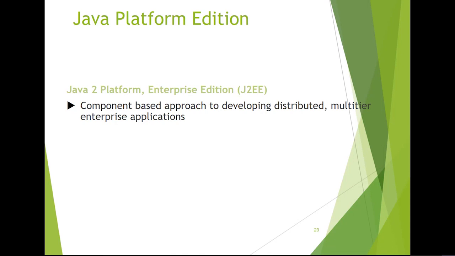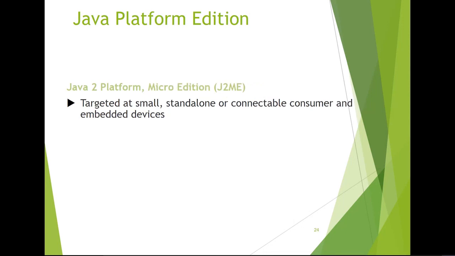So, a component-based approach to developing distributed multi-tier enterprise applications. So, mas malaki ang mga system. Okay? For example, yung Mars rovers, kung ginawa na kayo, that is created using J2EE na. Okay? So, next you have J2ME. So, J2ME targets small, standalone, and connectable consumer embedded devices. Ibig sabihin, cell phones, smartphones. If you want to create mobile apps, then J2ME yung ginagamit natin na Java platform. Okay?